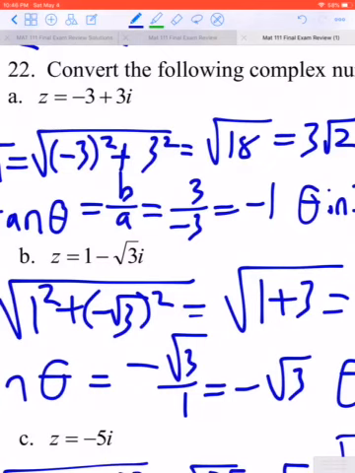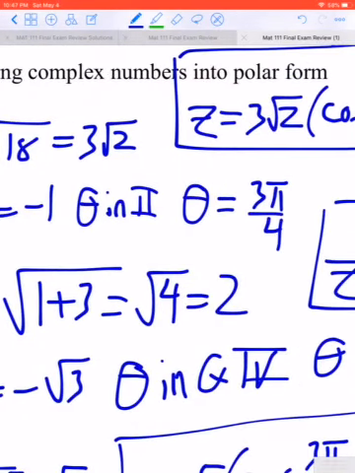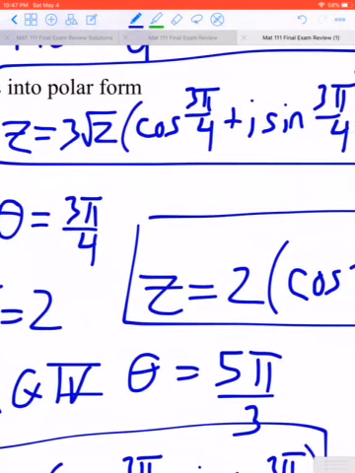And if we look at this particular complex number, this would be a complex number that would lie in quadrant 2. So it's going to be up here. The angle in quadrant 2, whose tangent of theta is equal to negative 1, would be the angle 3 pi over 4. Now that we know r and we know theta, we can put the final answer together. The number z is going to be equal to 3 square root of 2 times the cosine of 3 pi over 4 plus i sine of 3 pi over 4.